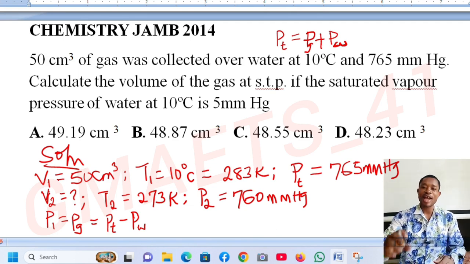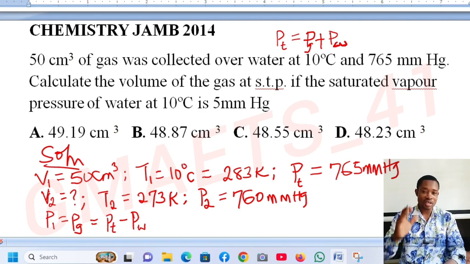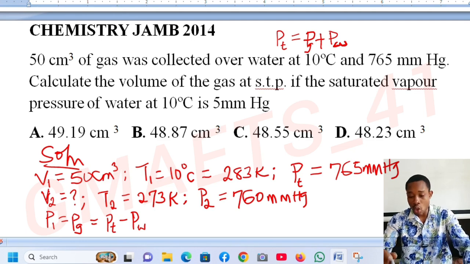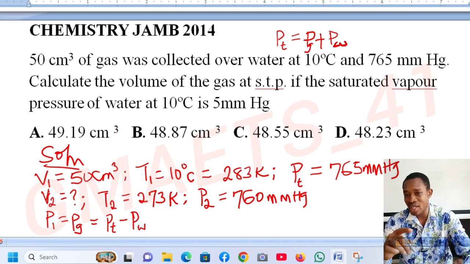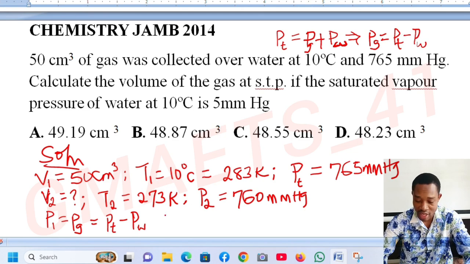Now the pressure of the gas, PG, is our P1, the initial pressure here. Is that okay? Because our P2 final pressure is 760 millimeter of mercury, which is the standard pressure of the gas. So for us to obtain the pressure of the gas, which is our initial pressure in this case, it is going to be the total pressure minus the pressure of water vapor. So that is why I'm using this formula to get our P1.